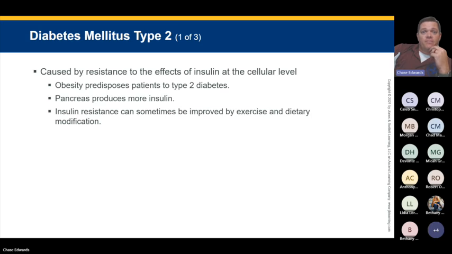The pancreas produces more insulin to make up for the increased levels of blood glucose and dysfunction of the cellular insulin receptors. Insulin resistance can sometimes be improved by exercise and dietary modifications. So dietary and exercise modifications can be a big help.